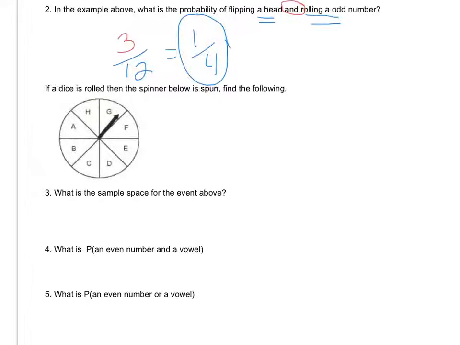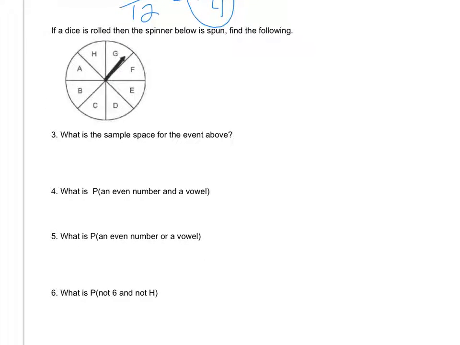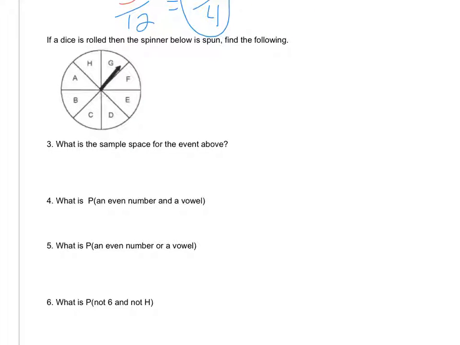Okay, let's look at another problem. We have a dice being rolled, and then the spinner below is spun, and we want to find the following. What is the sample space for the event above? And then we have some, obviously, questions about probability. So this will be a pretty large sample space because we have lots of letters. We have A through H.